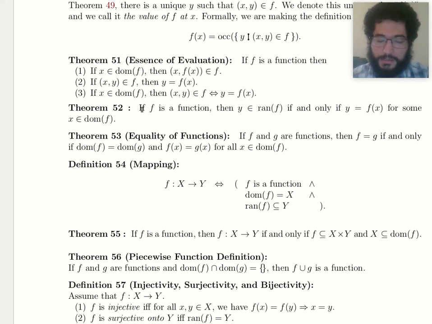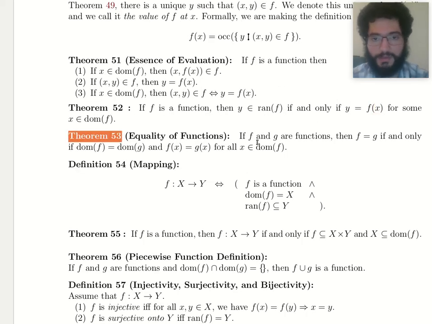And this also shows you that being in the range of a function is this kind of existence statement. To be in the range is to be f of somebody. There exists something that you are f evaluated at. All right, so that I'll let you look at on your own.